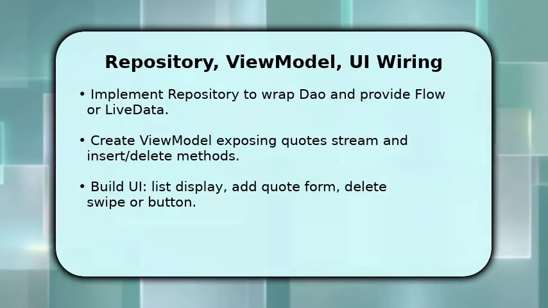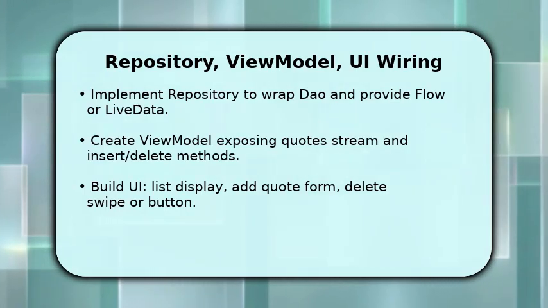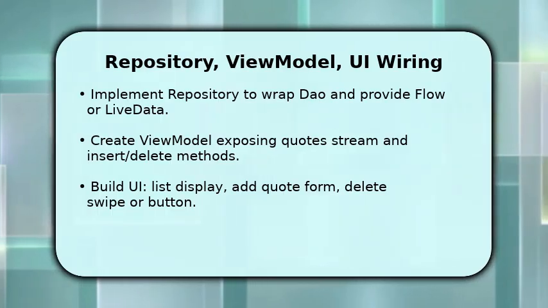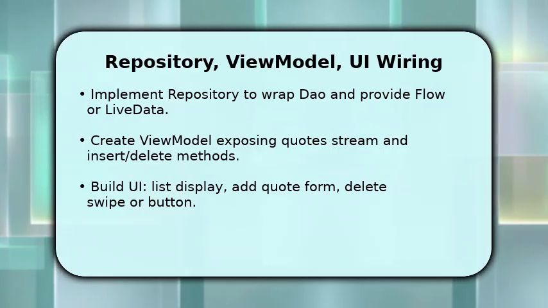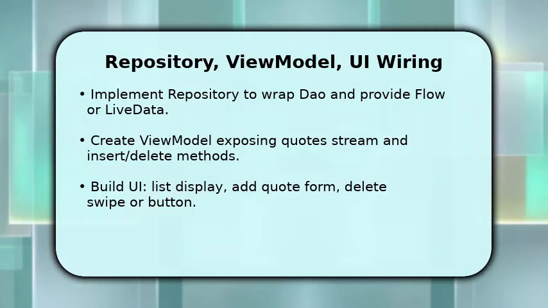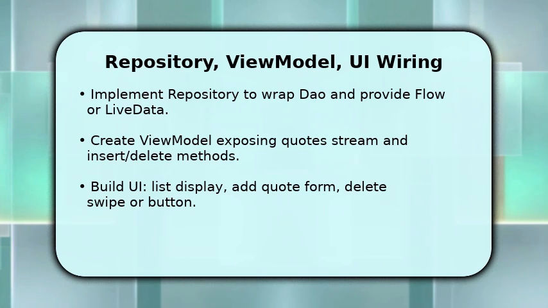For the UI, build a list view showing quotes, an add quote form with validation, and a delete action, swipe to delete, or a button. Once wired, state flows from database to screen automatically and remains testable.